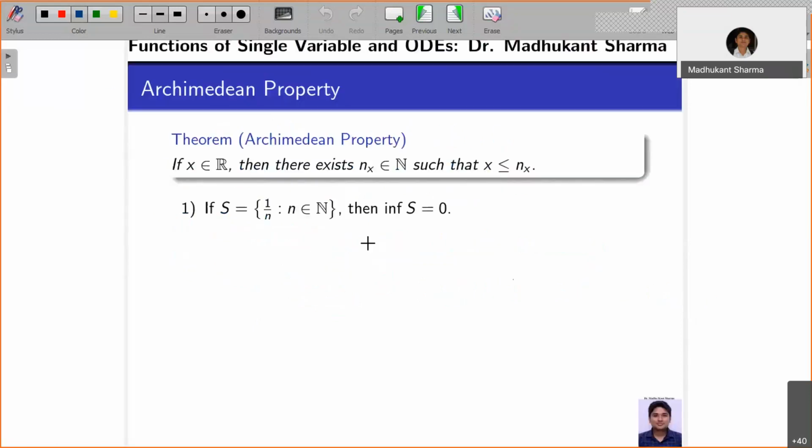So the very first result is: if S is the set of 1 by n such that n belongs to the natural numbers, then the infimum of S is 0. If you want to establish this, it is very clear that 0 is strictly less than 1 by n for all n belonging to the natural numbers, because n is always a number strictly greater than 1. So 1 by n is always positive. So this implies 0 is a lower bound.